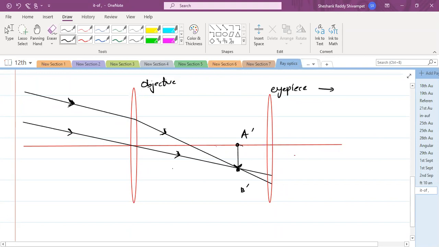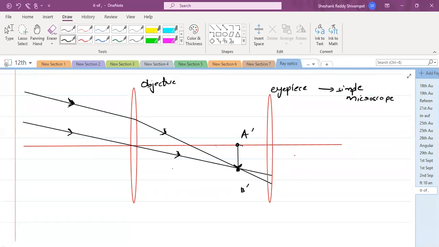Now here eyepiece for us will act as a simple microscope. कैसे? It will act as a simple microscope. I mean it's like a magnifying glass. So in that case, यहाँ पे जो A dash B dash will be the object for eyepiece, and A dash B dash should be between the optical center of the eyepiece and the focus of the eyepiece. Yes or no? For it to act as a simple microscope, this is how it should be.